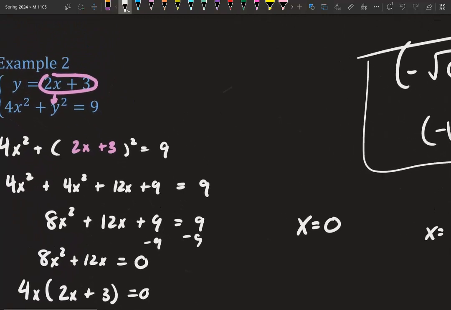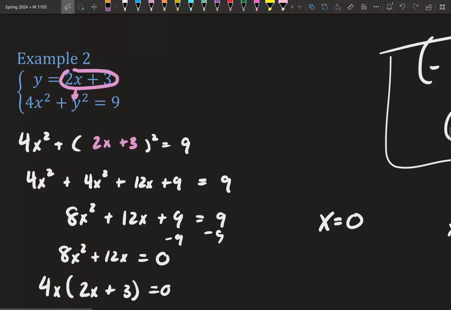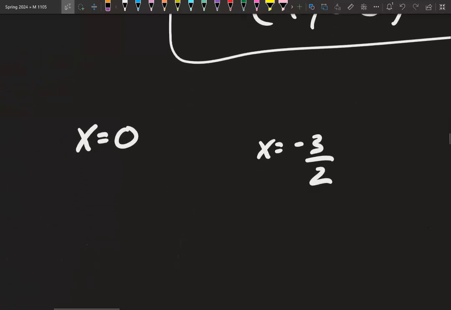It doesn't matter which one you plug it into, but I'll tell you, something is a lot easier to plug it into, and it's the top one. The reason why? Because it's not squared. It's just a linear equation, much easier to approach. So we're going to plug both of these into y equals 2x plus 3.